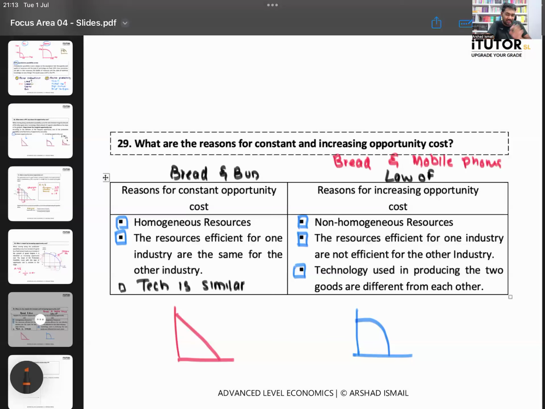Remember, there is something called decreasing opportunity cost that is not at all practical. Decreasing opportunity cost is where the more and more you produce, your opportunity cost reduces. You have a convex PPC like this. So this is concave. This is concave. So this is not practical. So we don't talk about that much in your syllabus. There are so many questions that happen.